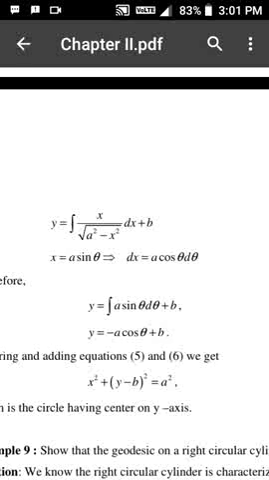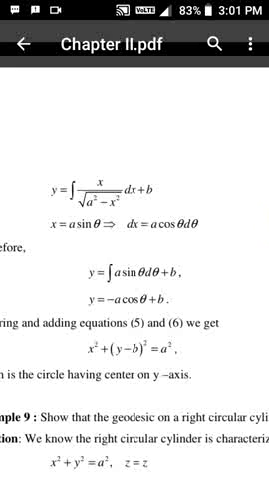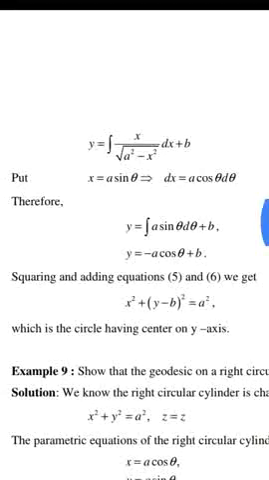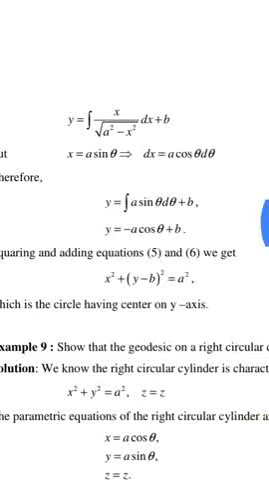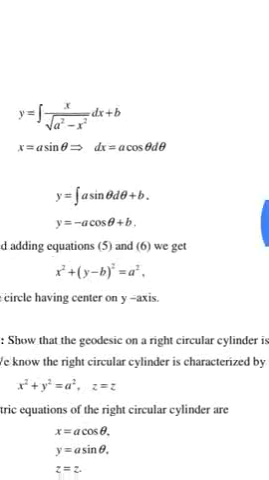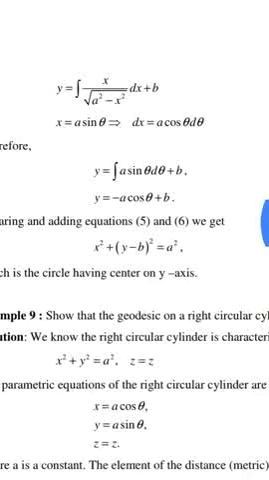Taking b inside, y minus b is equal to minus a cos theta. Squaring and adding x is equal to a sin theta and y minus b is equal to minus a cos theta, therefore x square plus bracket y minus b square is equal to a square into sin square theta plus cos square theta, which is a circle having center on the y-axis, center is 0, b, and radius is a. This is the required time.